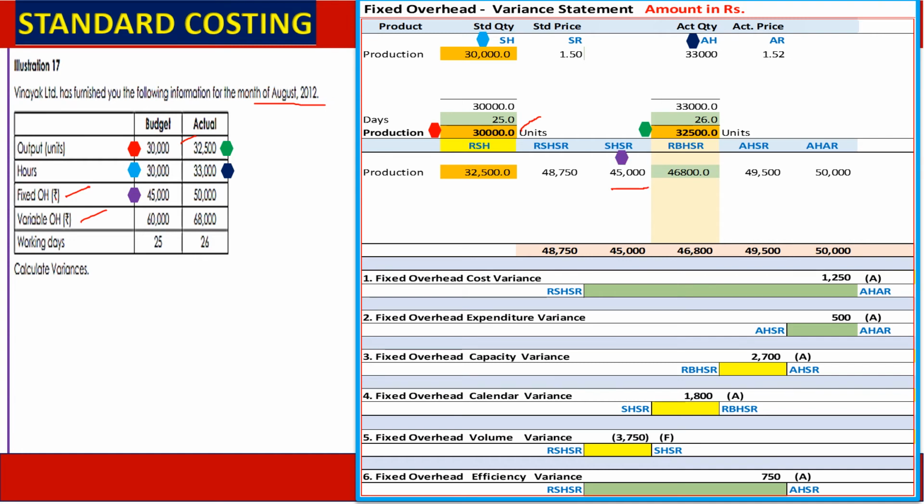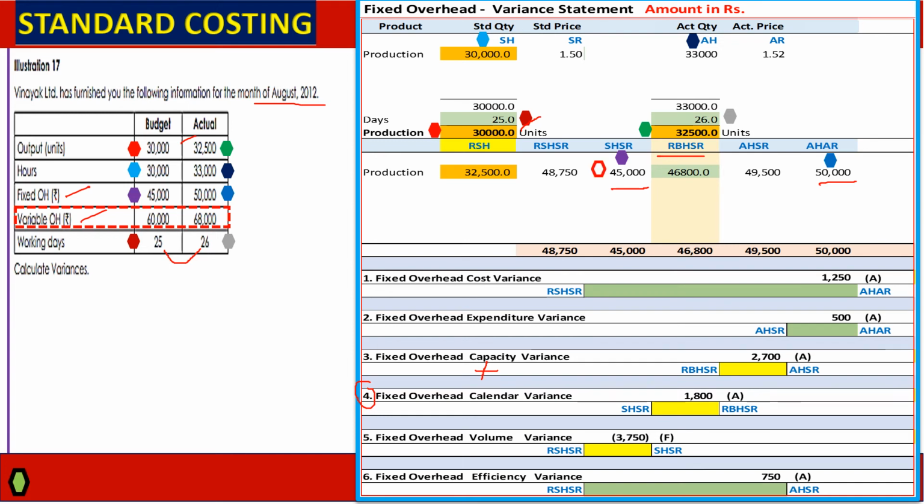SHSR is called fixed overhead budgeted. Actual is AHAR, which is coming to 50,000. Then there comes variable overhead, which we will take up separately. We have got working days 25 budgeted, 26 actual, and that should help you understand: the moment there is a difference in working days between the two, we will be introducing revised budgeted hour into standard rate to calculate calendar variance, which will be coming into picture. Therefore, it becomes now not only capacity, it is capacity plus calendar.